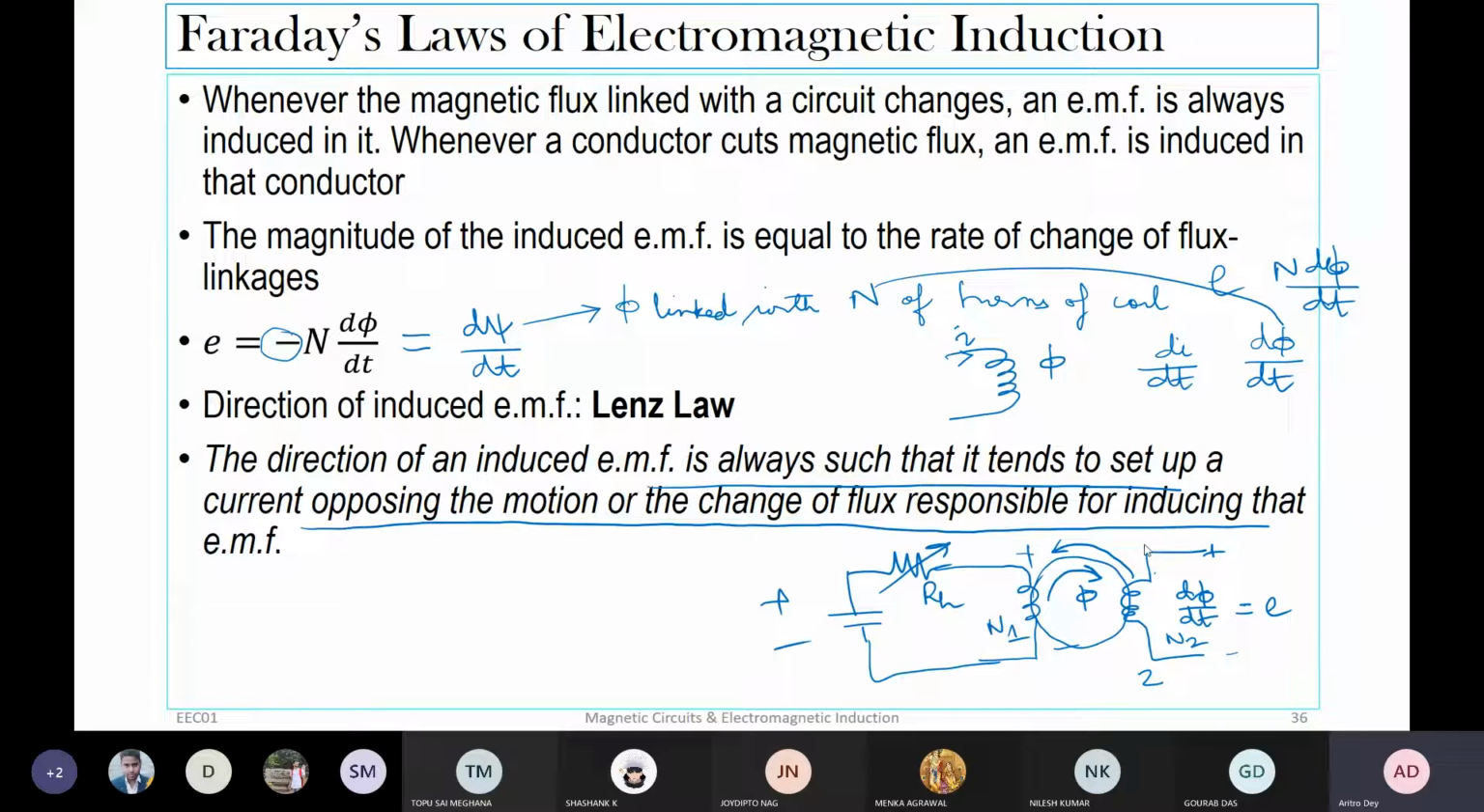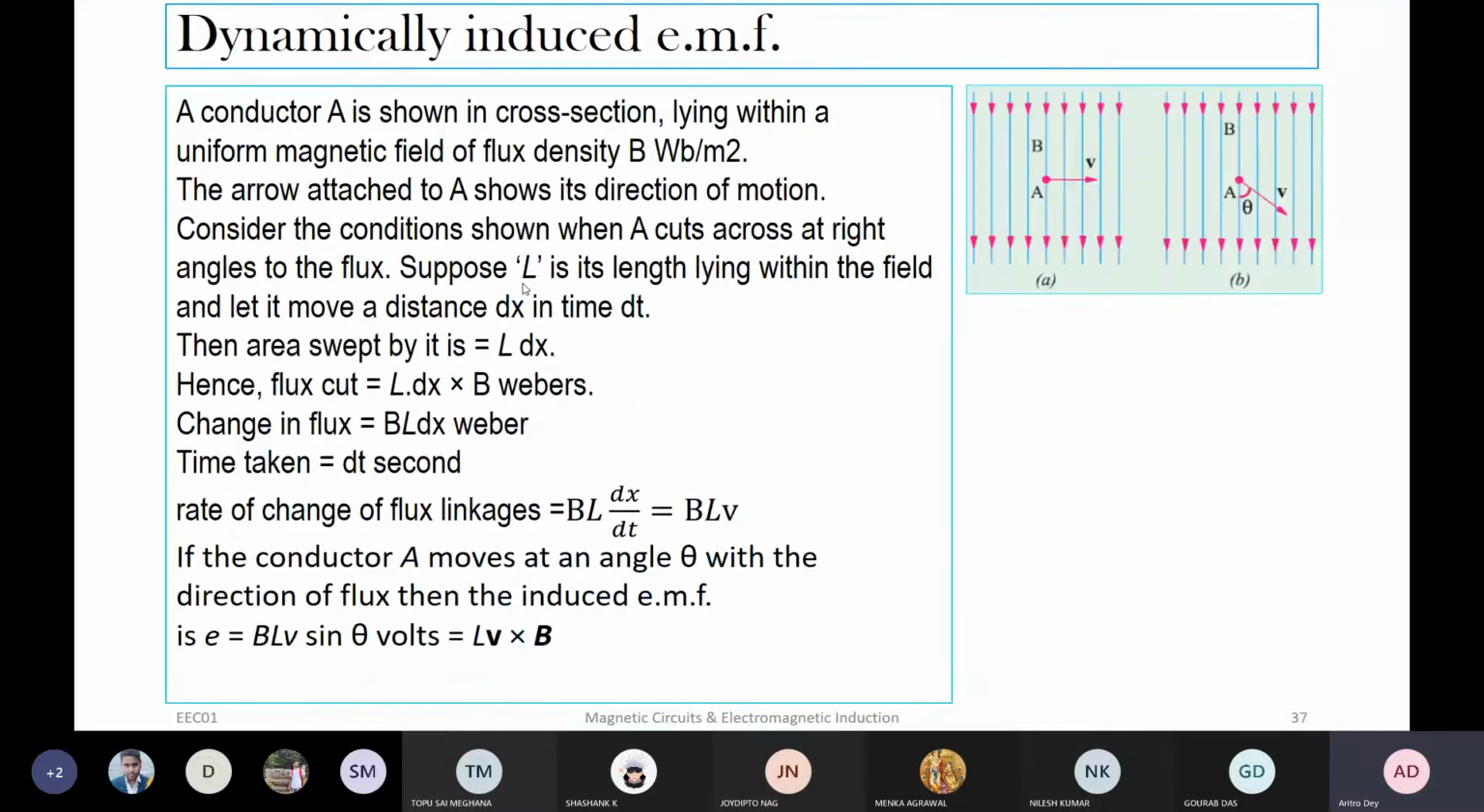Okay, so that is Lenz's law, and that will give you the polarity of the voltage. But the magnitude will always be the same: d phi dt, and that is equal to N into d psi dt, that is equal to N into d phi dt. Okay, so there can be induction of the EMF either dynamically or statically.